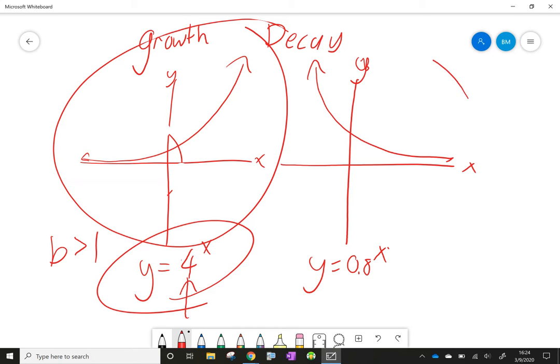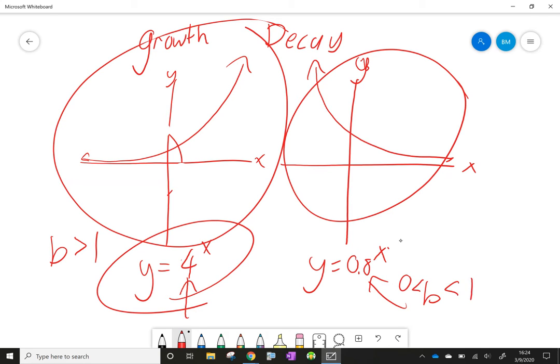But if it's decay, if your graph is going down, then look for a b value that is greater than 0, because it won't be negative, but still less than 1. So some kind of decimal or fraction would be exponential decay.